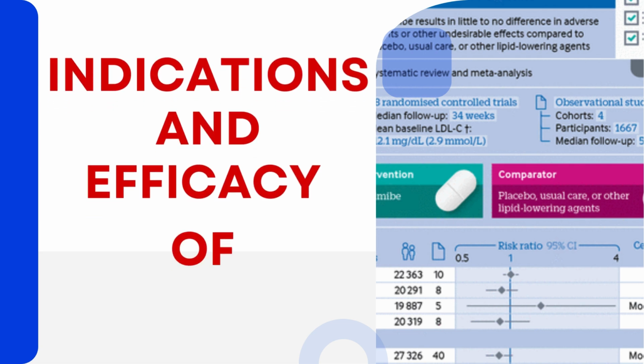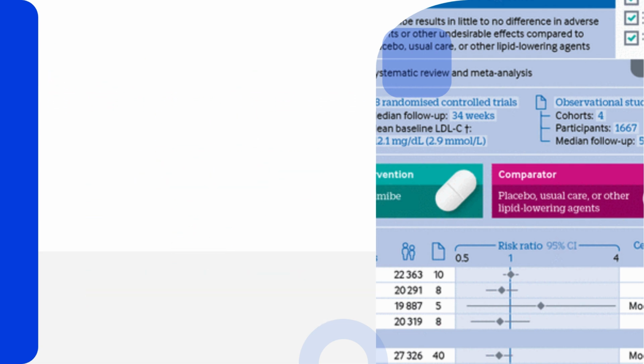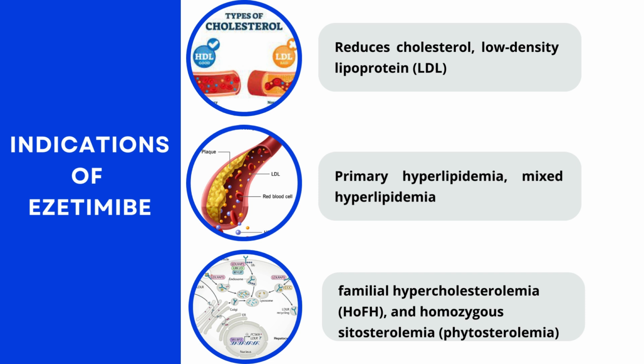We will now discuss the indications and efficacy of ezetimibe in clinical practice. The drug is indicated to reduce cholesterol, low-density lipoprotein, LDL, treatment in patients with primary hyperlipidemia, mixed hyperlipidemia. In addition, the drug is also used in some cases of familial hypercholesterolemia, HoFH, and homozygous cytosterolemia, phytosterolemia.